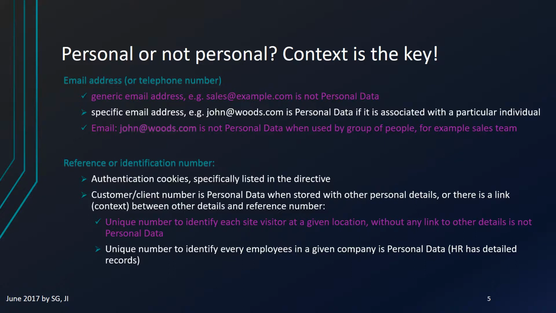Reference numbers or identification numbers. Authentication cookies would be considered as personal data, as these are unique values which would be generated for a successful authentication on a user session, for example. Customer or client numbers would also be considered as personal data when it's stored with other personal data. So for example, if you have an Amazon order and you call through to get some information on your order, the first thing they will ask you for is your order number.